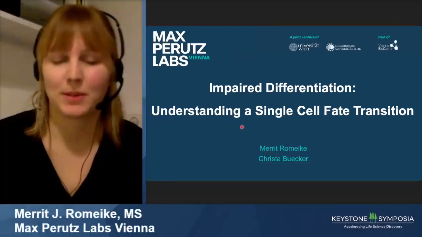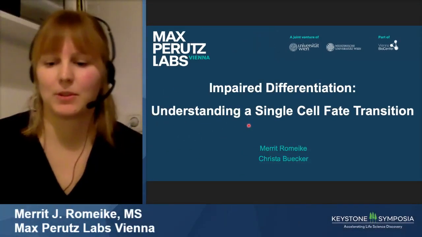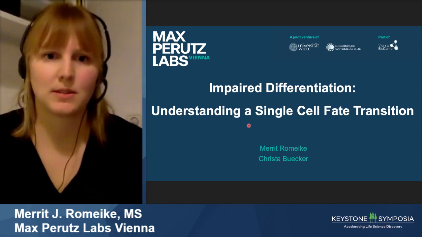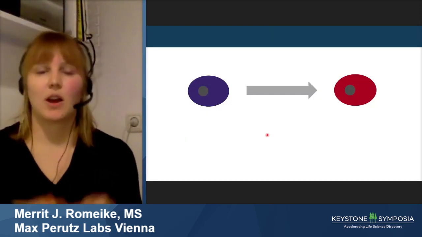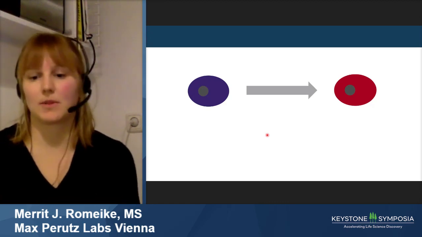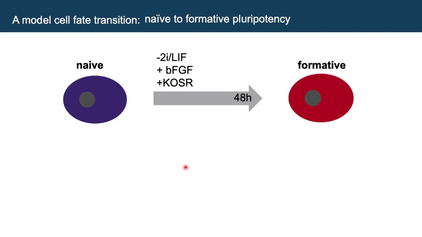So my name is Merit Romaika. I'm a PhD student in the lab of Christa Bücker, and we are interested in really one fundamental question. So really, how can a cell leave its cell state and then enter the next one? And the model system we're using for this is the exit from naive pluripotency. This is also cool because in an embryo in vivo, this happens while the embryo is implanting into the uterus. So it's super hard to study in vivo, but we're using an in vitro system for this.